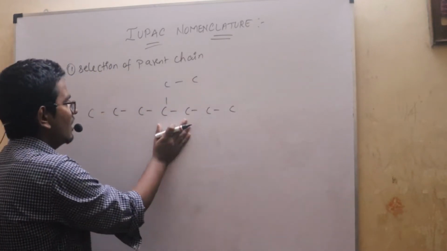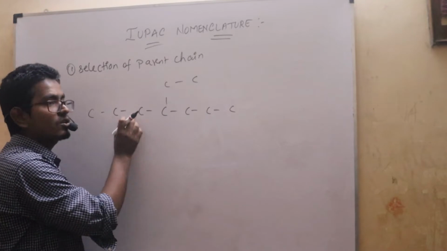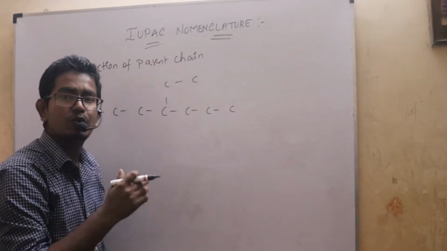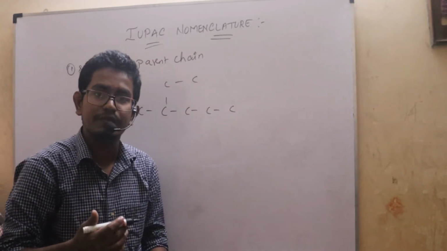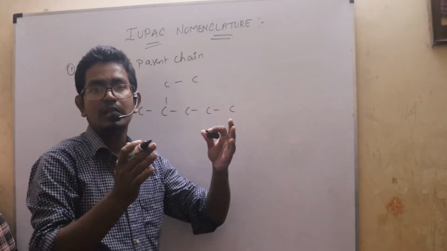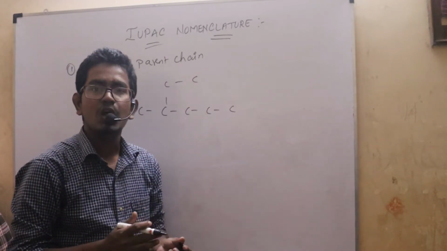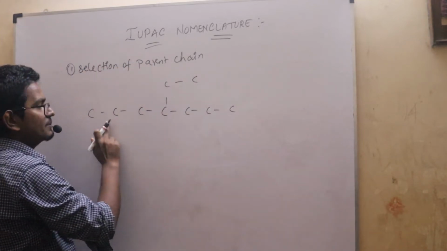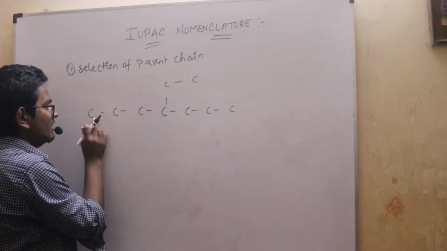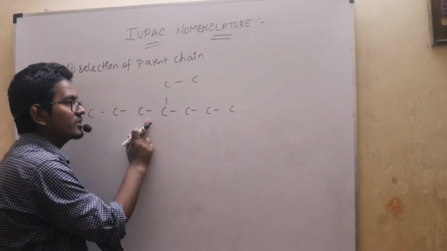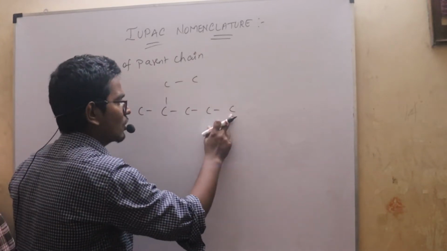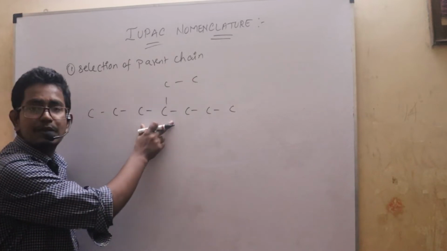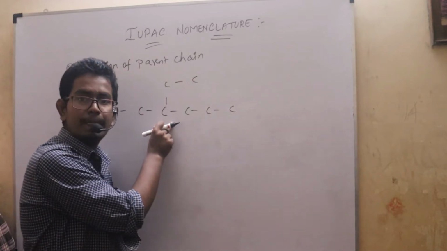You can see here, we have to see the carbon chain in which the number of carbon atoms is more. I am considering this as my carbon chain, and I am saying it is the first carbon, second, third, fourth, fifth, sixth, seventh carbon. That means here the number of carbon atoms is 7.